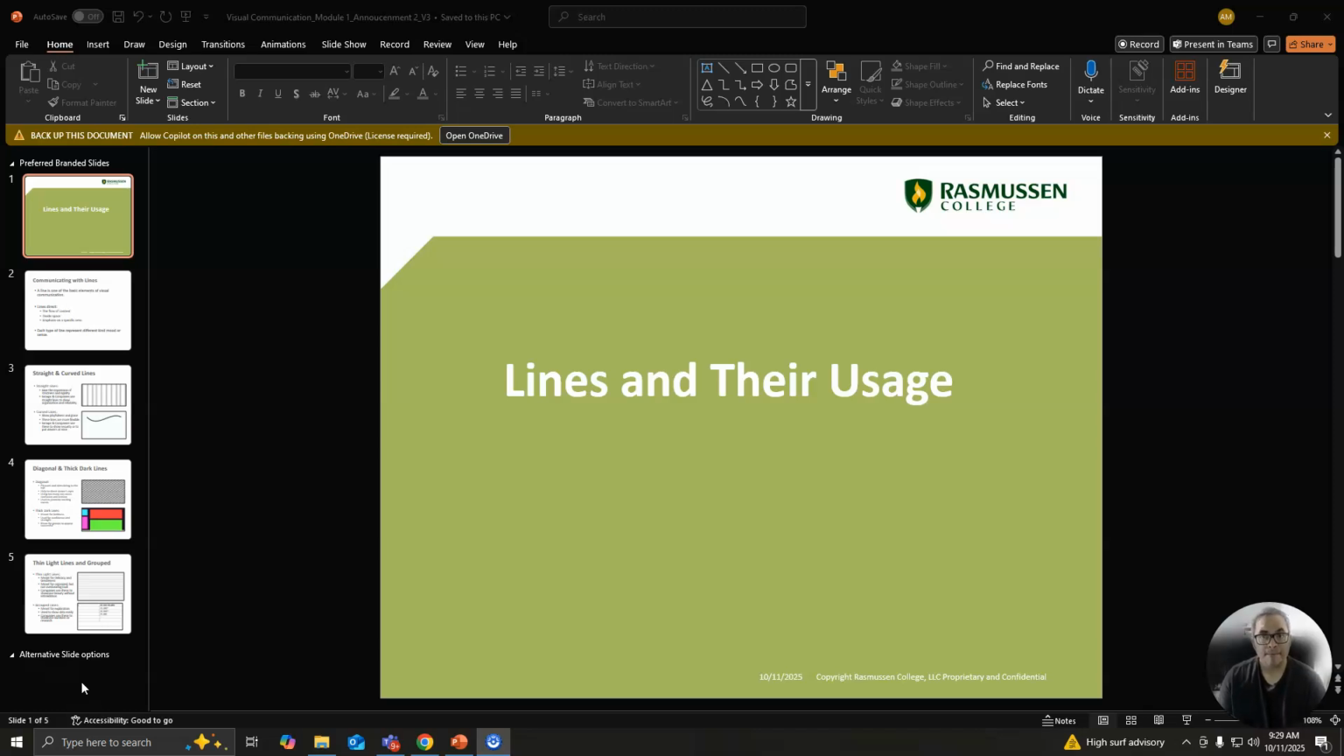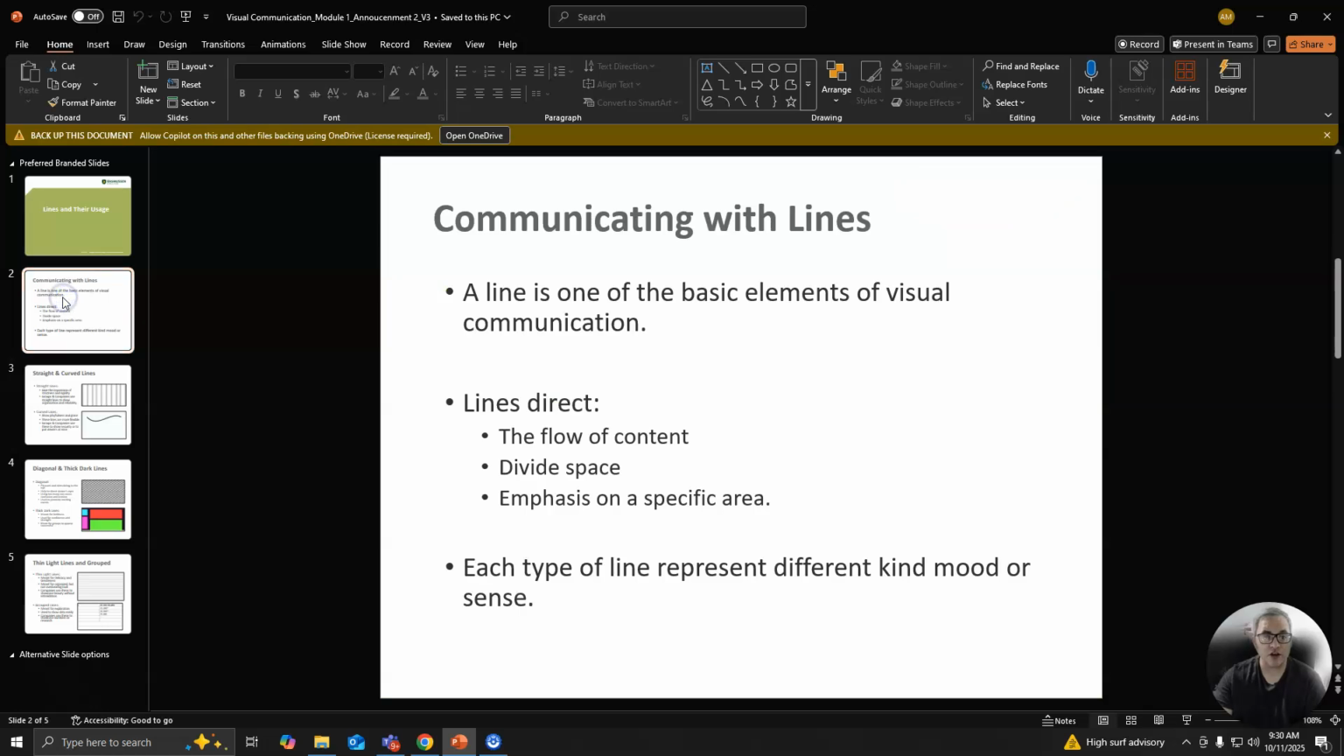Other than that, let's get into it. And let's really talk about the fourth part of sensory responses and how it's going to really help you out in understanding visuals that help trigger sensory elements. And those are lines, and how lines are used in more ways than one. Now, lines themselves are one of the basic elements of visual communication. They direct the flow of content, they divide space, and they provide emphasis on specific areas, so they guide people to specific places, which is pretty cool.